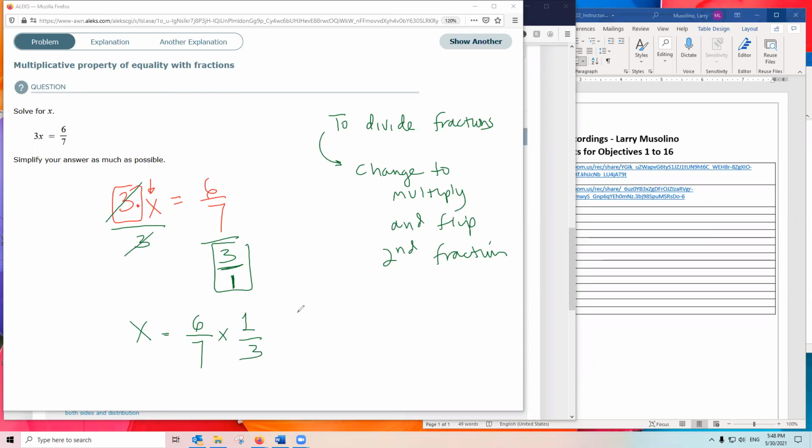All right, now I'm just going to multiply straight across. 6 times 1 is 6. 7 times 3 is 21. I'm not quite done yet because I'm noticing it says simplify your answer as much as possible. Well, that's asking me to try to simplify 6/21. Well, I'm noticing 3 can evenly divide top and bottom. So I'm going to divide the top and bottom by 3. That gets me 2/7. That's the final answer.